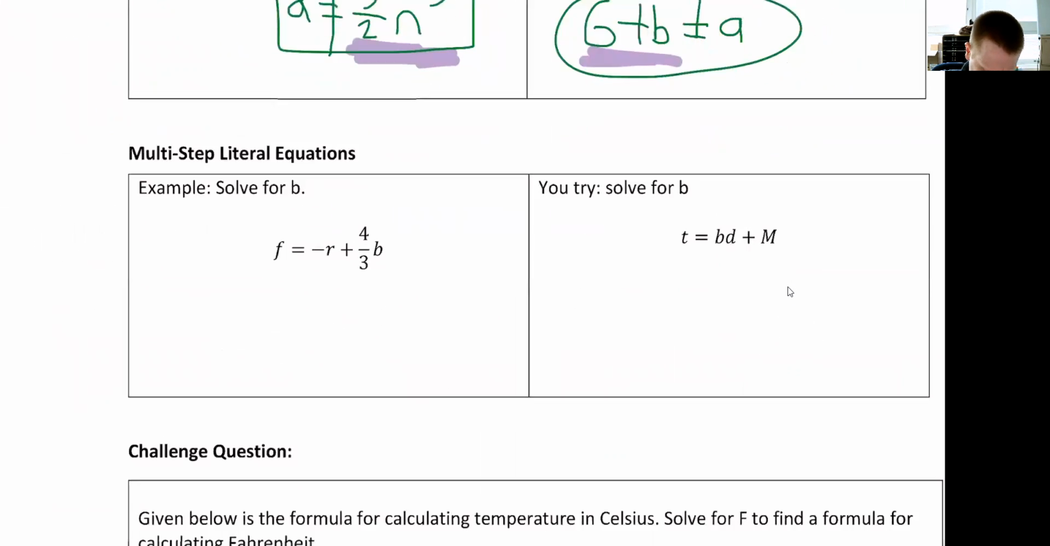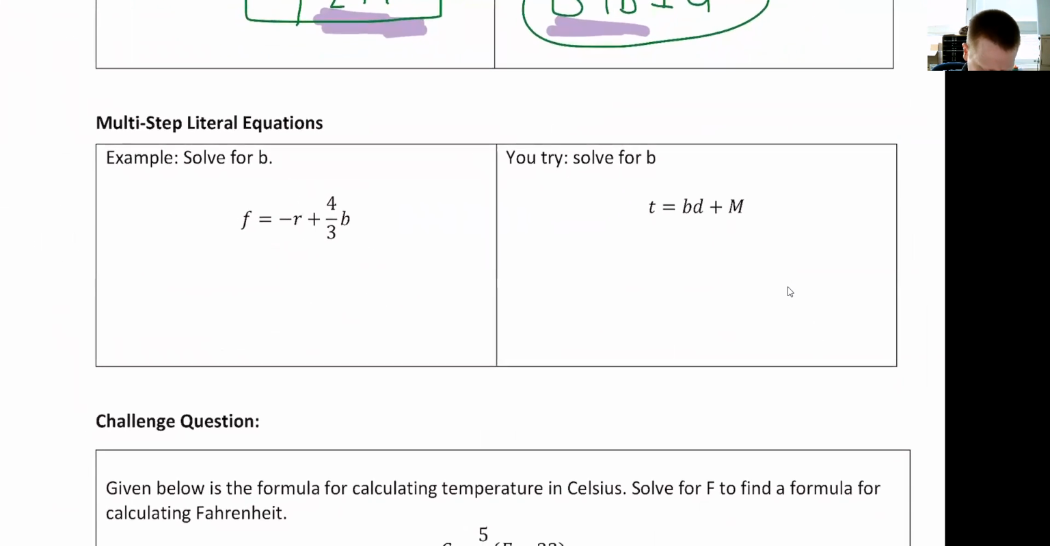All right, let's jump into our multi-step equations, our literal equations. So this one, we're trying to get b by itself. Like I said, always read the directions to see what they want you to solve for. So we're trying to get b by itself. The first thing we can deal with is this r. Similar to what we just did in the previous question, you would add the r.